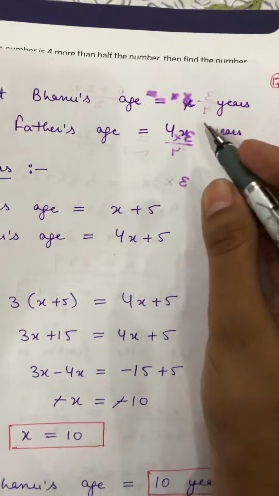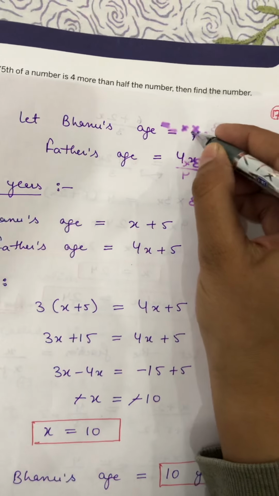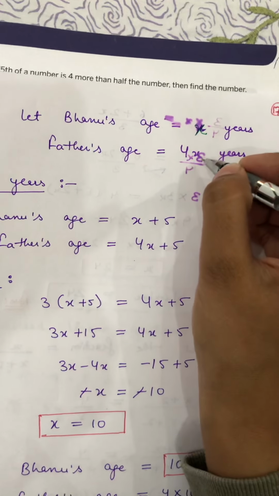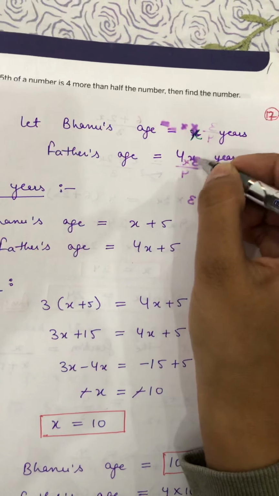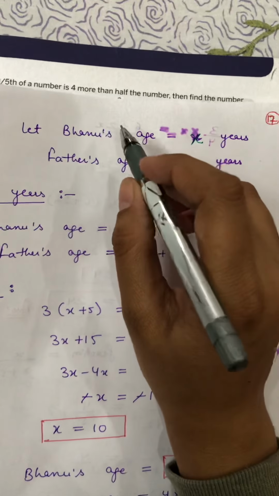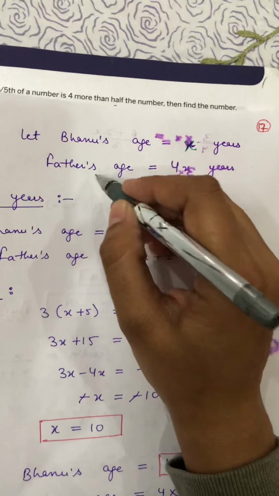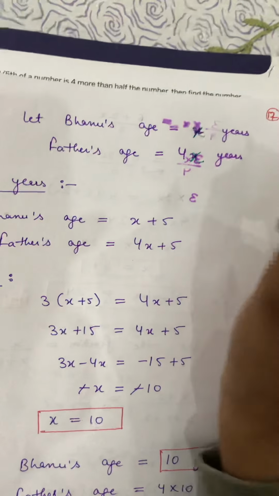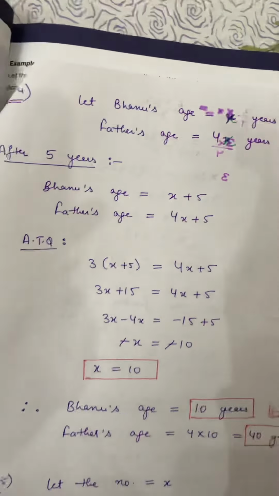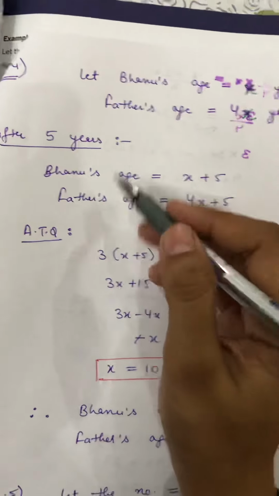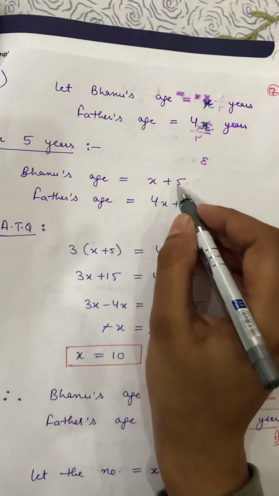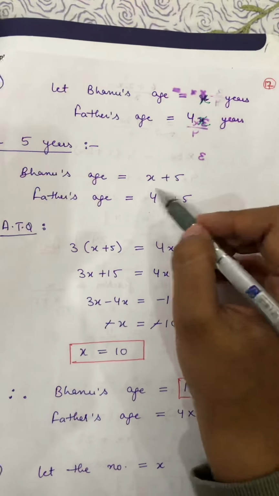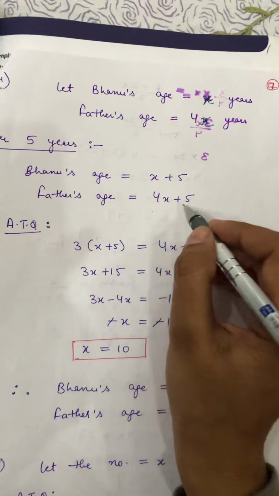They are saying that Bhanu's age is X and father's age is 4 times of Bhanu, so that means 4 times of X. Suppose Bhanu's age is X, so father's age will be 4 into X. After 5 years means you have to add 5 in both the ages. Bhanu's age will be X plus 5, father's age will be 4x plus 5.